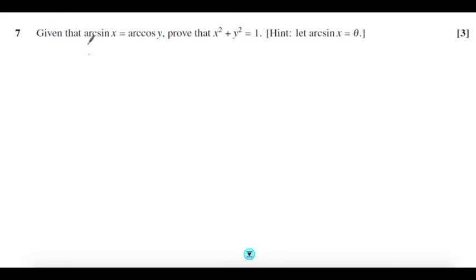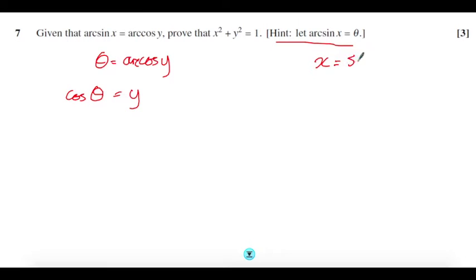Right, question 7. Given that arc sine x equals arc cos y, prove that x squared plus y squared equals 1. Hint, let arc sine x equals theta. Now when they give you a hint, I would definitely take their hint. So arc sine x equals theta, so that would mean theta equals arc cos y, which is like cos to the minus 1 of y, which would mean y is cos theta.